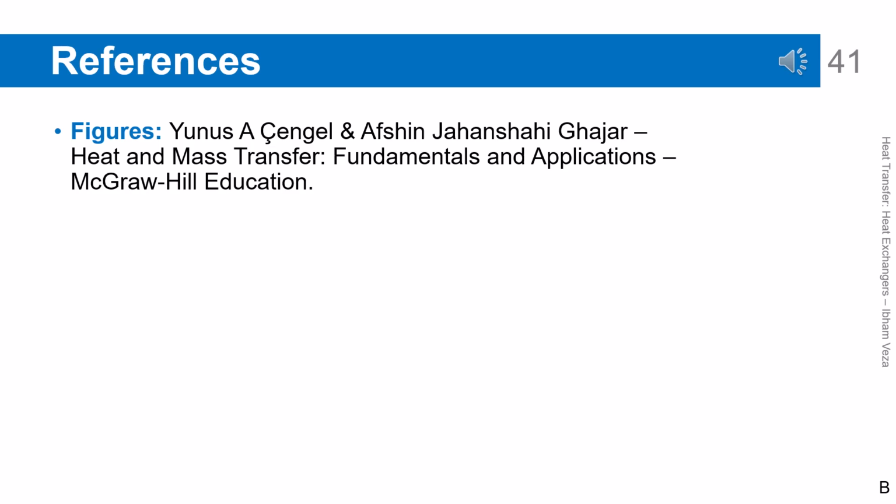References. This slide lists the main sources of figures and materials used in this chapter. The primary reference comes from the book by Cengel and Ghajar on heat and mass transfer. This shows that the material is based on internationally recognized standard literature. References are very important to maintain scientific accuracy and consistency. With this, the entire discussion of the heat exchanger chapter is complete.